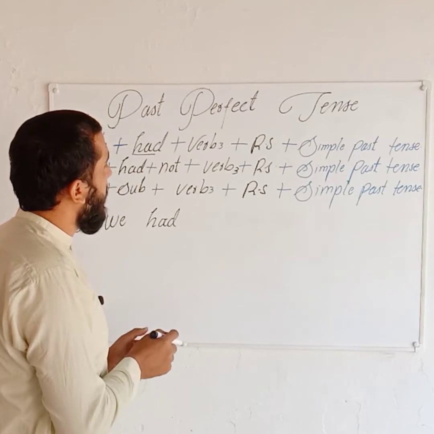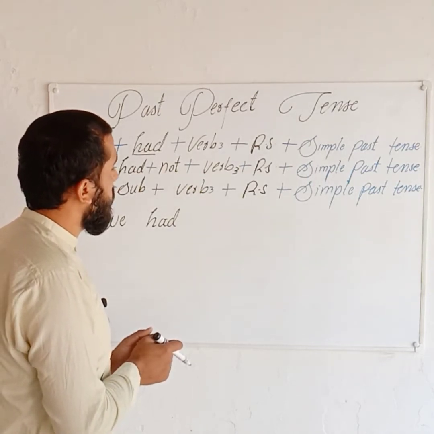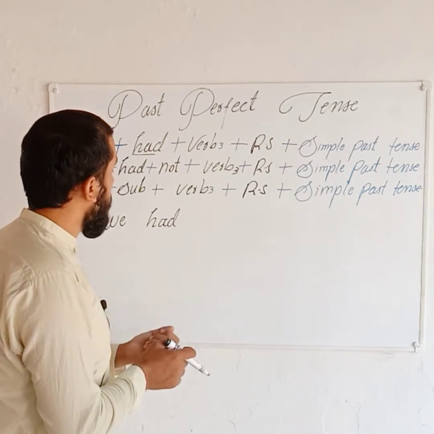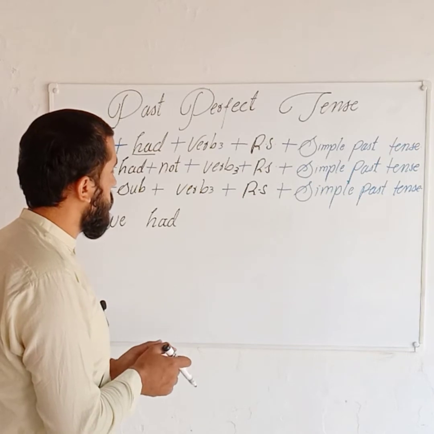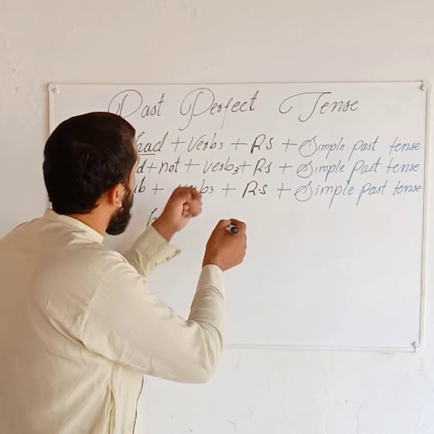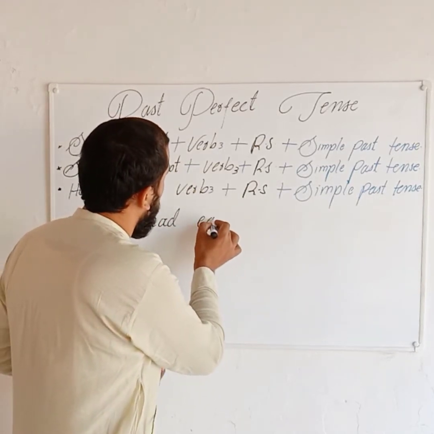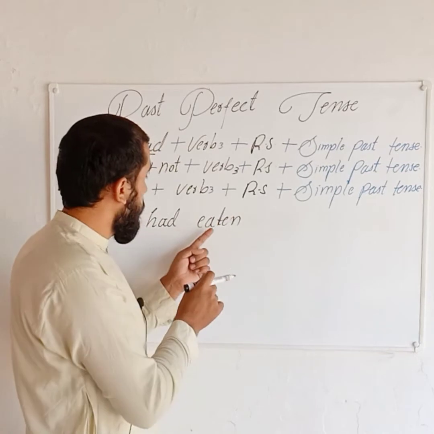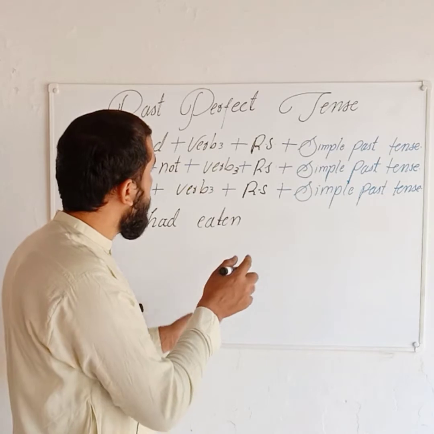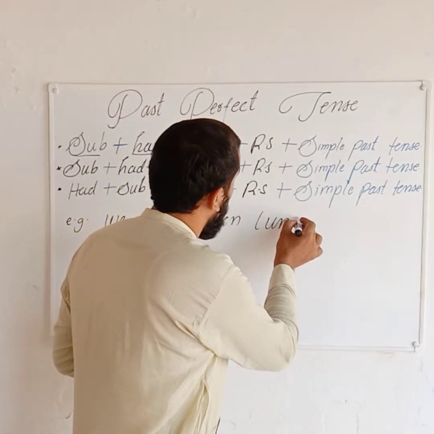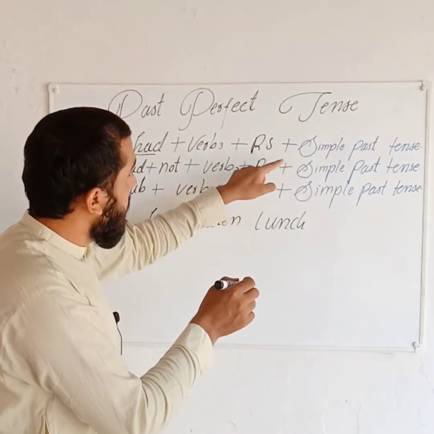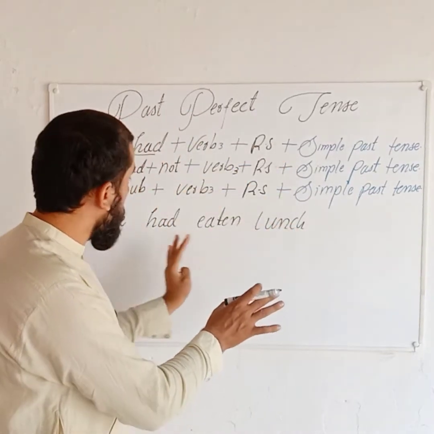Bear in mind that in every perfect tense we use the third form of verb, except in continuous tenses, present, past or future perfect continuous tenses. There we use ing. We had. The third form of verb, if I say eaten. The first one is eat, the second form is ate, and the third form is eaten. We had eaten lunch. We had eaten lunch. This is past perfect tense.